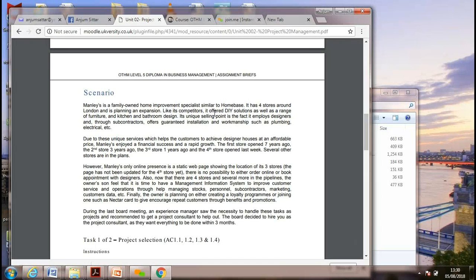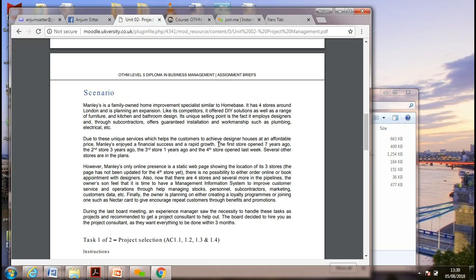Okay, so contents for stores. In London, they are planning an extension and an expansion. No competitors offer DIY solutions as well as the range of furniture. So the unique selling point is in-house designers. This guarantee, due to these unique services, helps customers to achieve a designer's house at an affordable price. So affordable price is their key. They enjoy financial success, and the store is open 7 days.